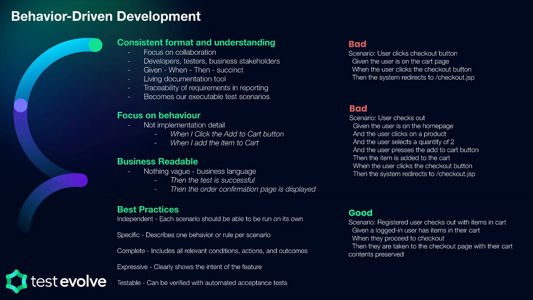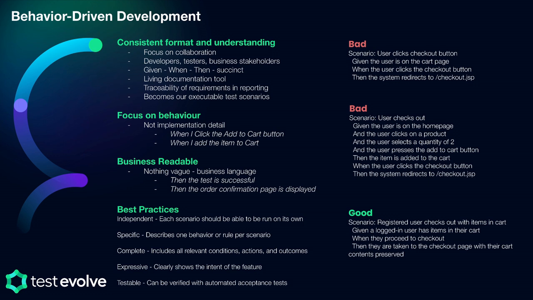So we're looking at a consistent format in our requirements and a way of collaborating with developers, testers, business stakeholders. We actually call them the 3 amigos, and you can have 3 amigo sessions where the 3 groups, developers, testers, and business stakeholders, sit down together to flesh out the requirements in a common language. So as you've already seen, the common language is given, when, then.